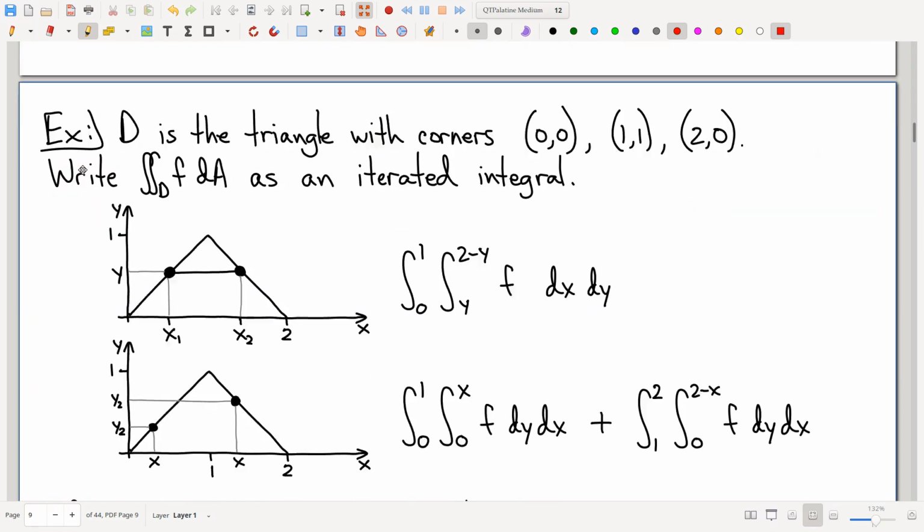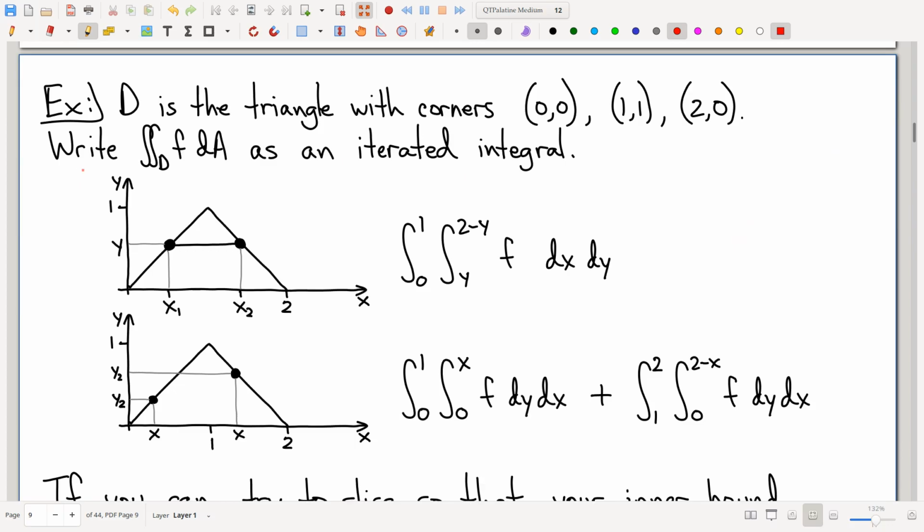All right, here's another example. You got a triangle here.